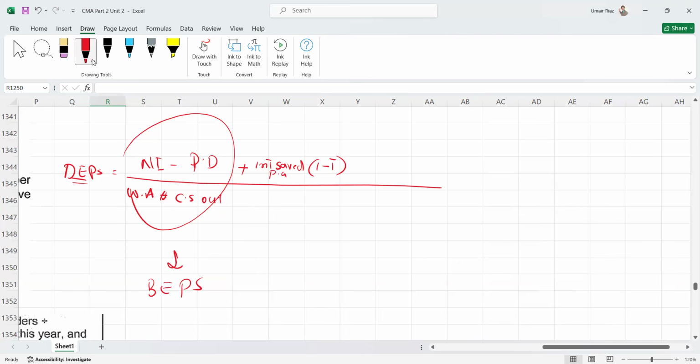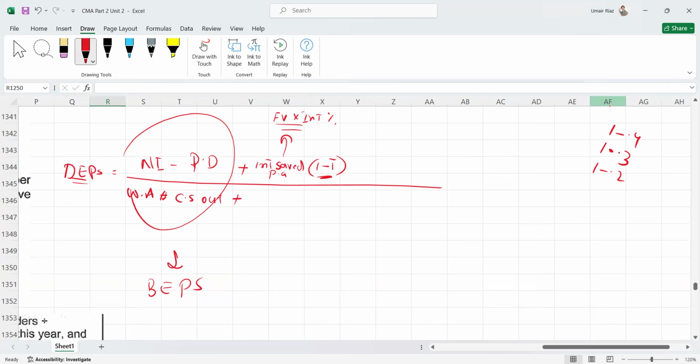We use the if-converted method, so if the bonds are converted to common stock, you save interest. You don't need to pay interest, so we take interest saved per annum times 1 minus T. T stands for tax. If the tax rate is 40%, you write 1 minus 0.4; if 30%, 1 minus 0.3; if 20%, 1 minus 0.2. For interest, you need the face value of bonds multiplied by the interest percentage. This is the adjustment in the numerator.